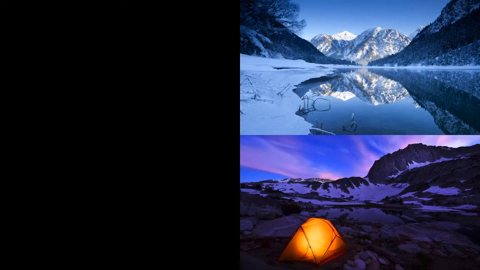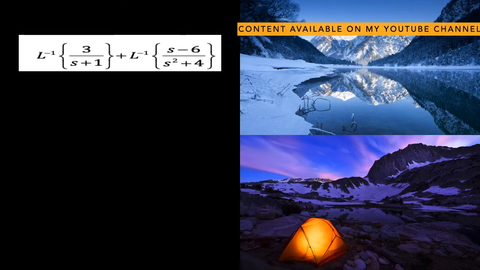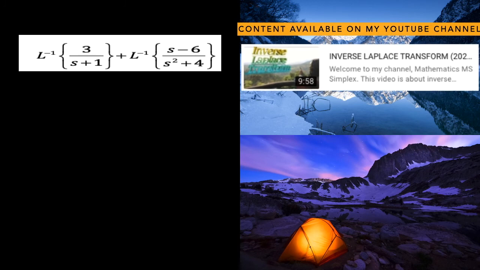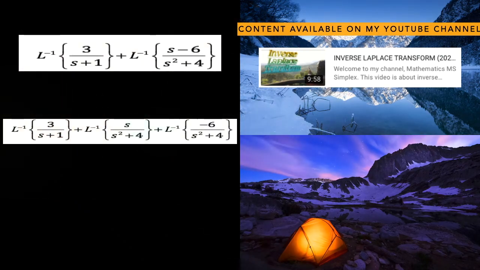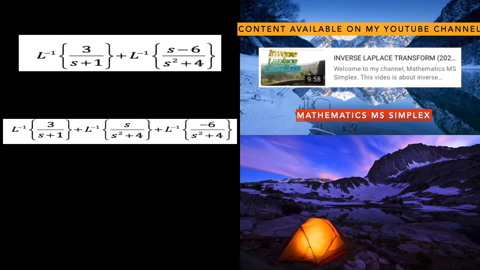So now we're going to substitute the values of a, b, and c. So this is what we'll have. 3 over s plus 1 and s minus 6 over s squared plus 4. Now we can split s minus 6 over s squared plus 4. So it becomes s over s squared plus 4 minus 6 over s squared plus 4. And then we can go into finding the inverse. So here we have it, splitting the fraction.